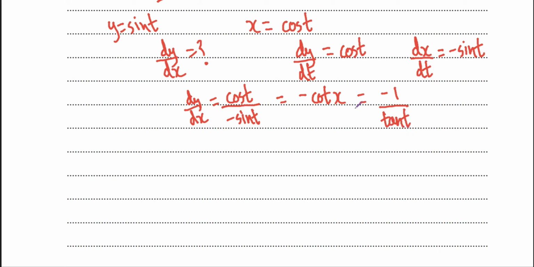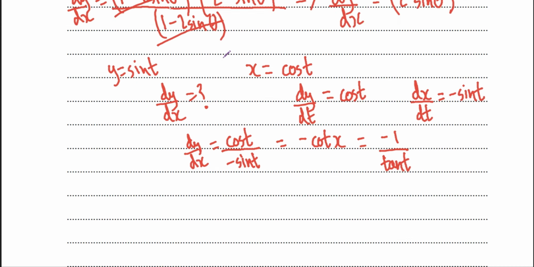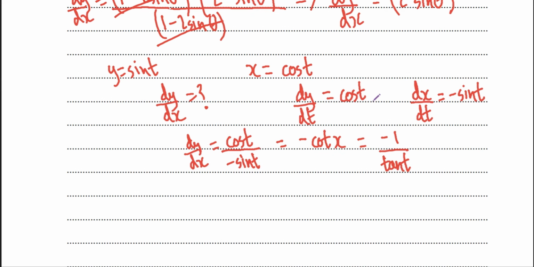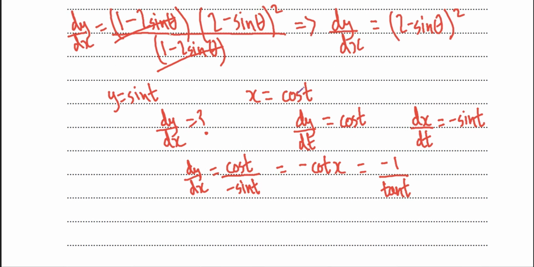We can do more examples if you want, but I don't think we should do any more because it's really very simple. You have it in terms of the parameters, you find the derivative of each of them, and then you just divide them by each other, and you should get the right answer. So yeah, that's parametric differentiation.